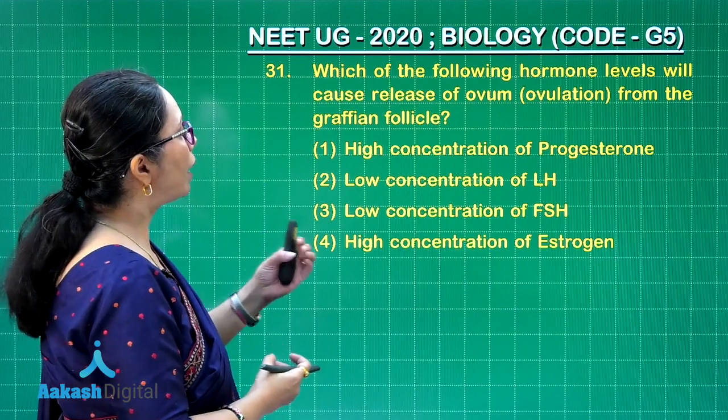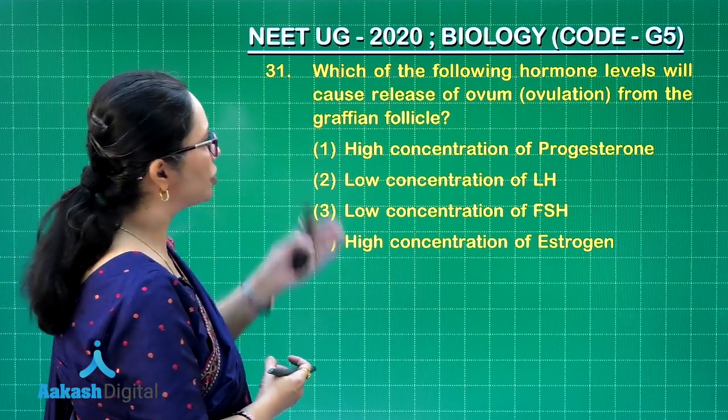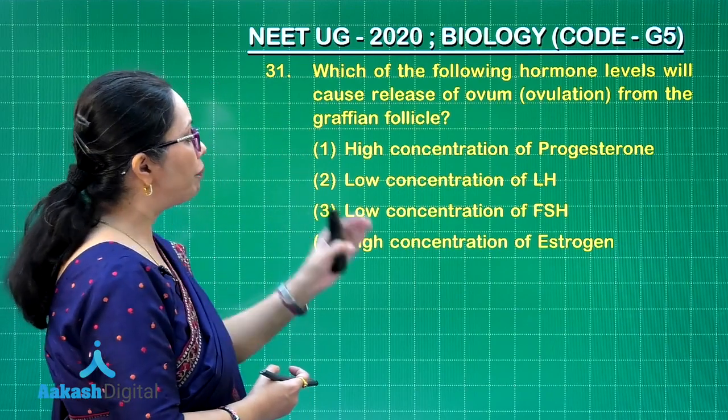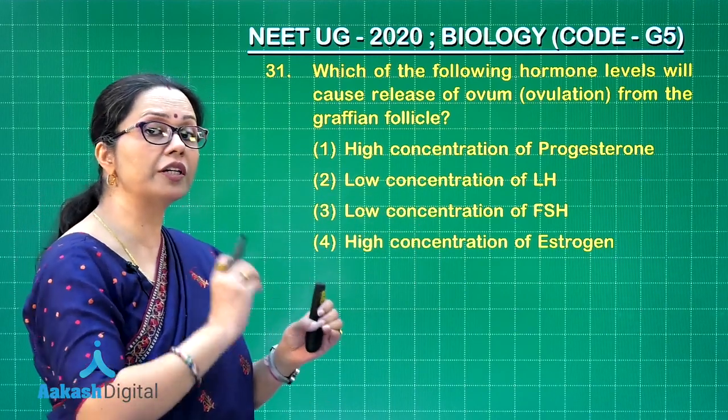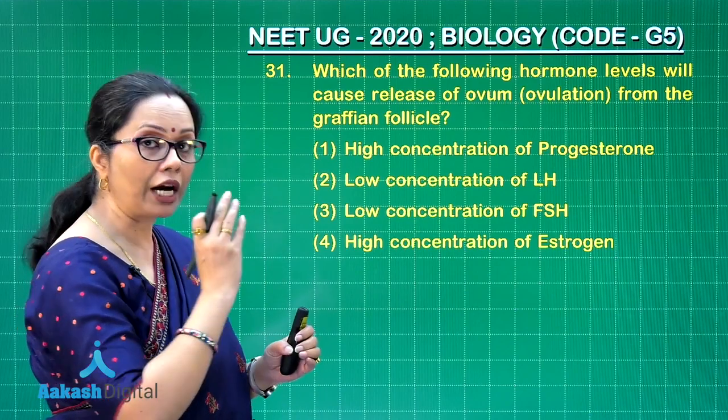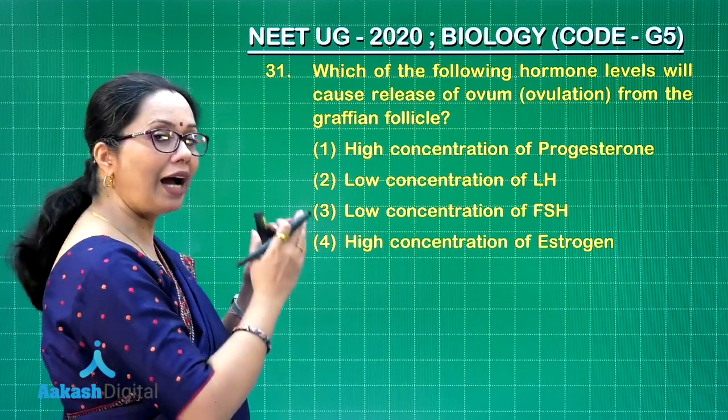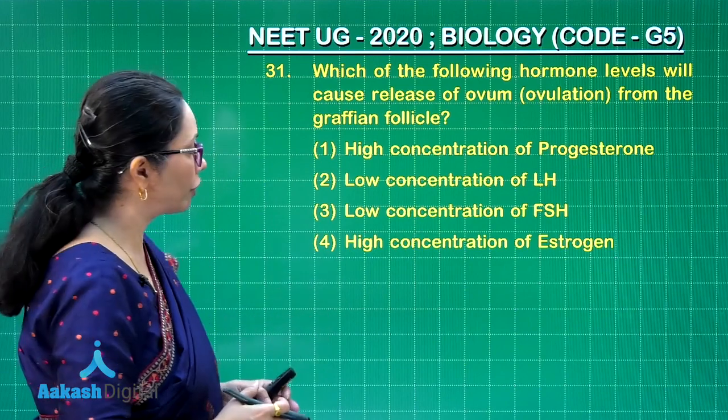Now at this time the most apt would have been the LH surge, the peak in the LH hormone, but since out of the choices that we see it is not available with us, the best choice we will go with estrogen, because high concentration of estrogen gives a positive feedback, and that is why there is LH surge, and that leads to the rupture of Graafian follicle.